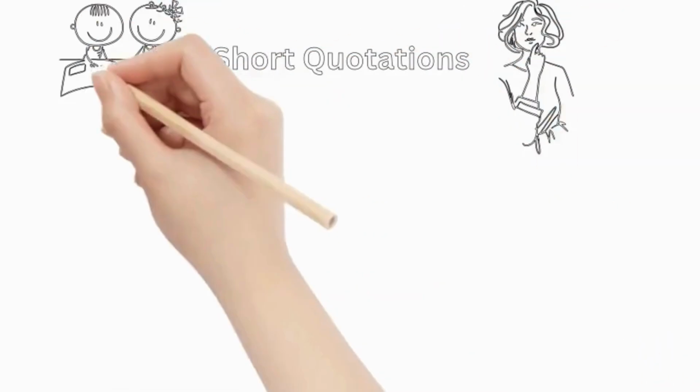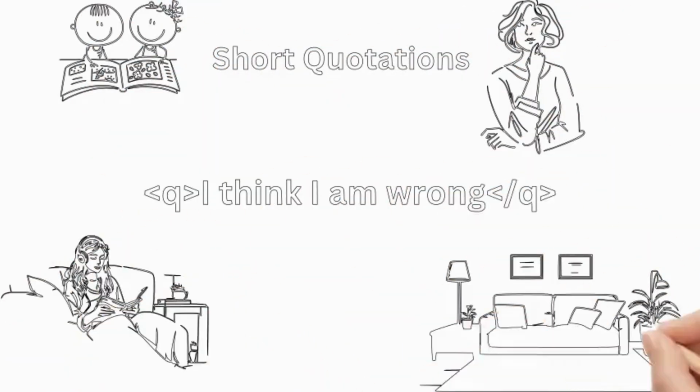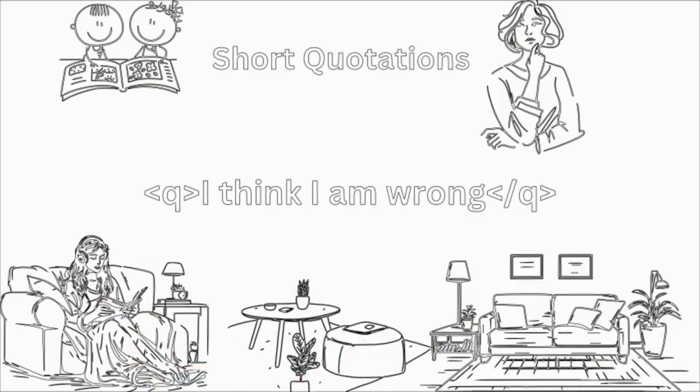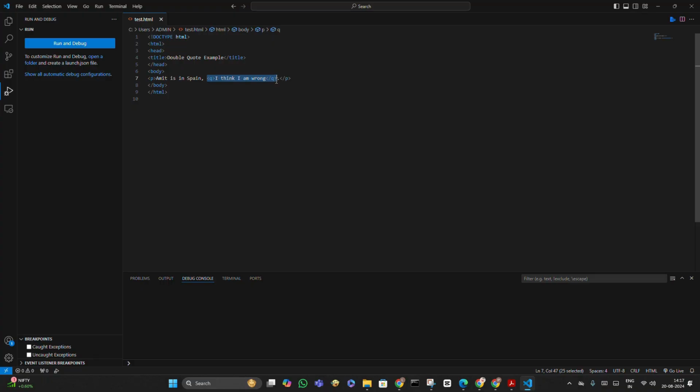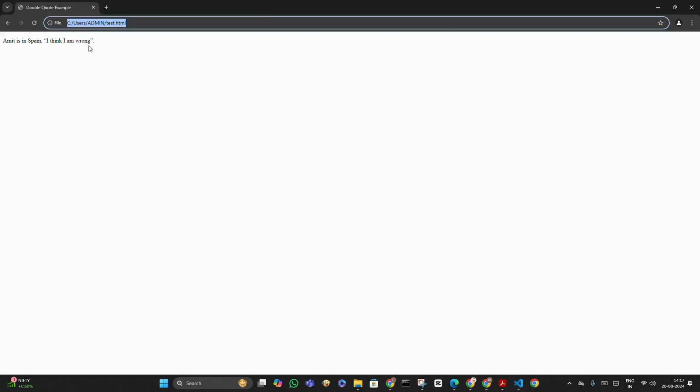For shorter quotations within a sentence, the q element is the way to go. This tag is useful for embedding short quotes within your text. Let's see an example. This will produce Amit is in Spain. I think I am wrong, with the quote properly enclosed in double quotes.